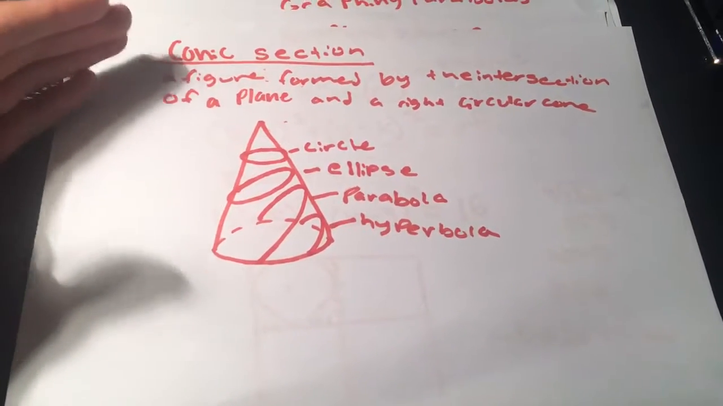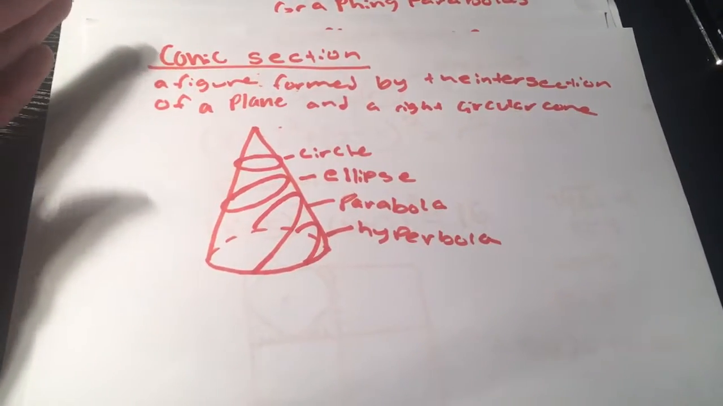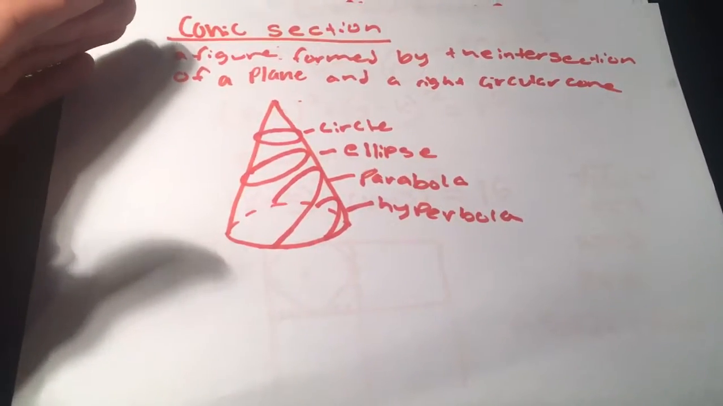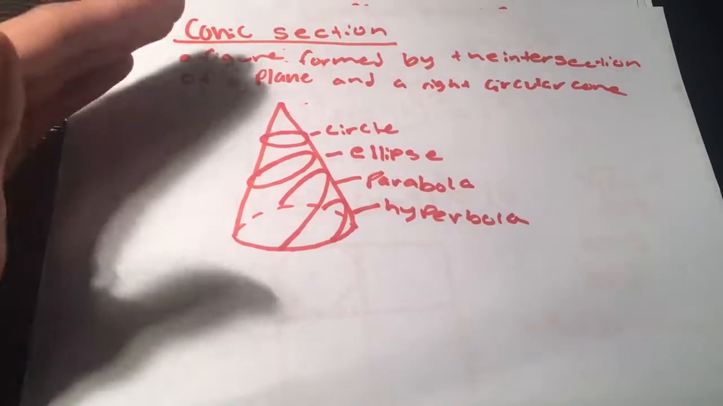So this is an important definition you're going to need to know. Conic section, probably going to be on the final. We'll see. A conic section is a figure formed by the intersection of a plane and a right circular cone.